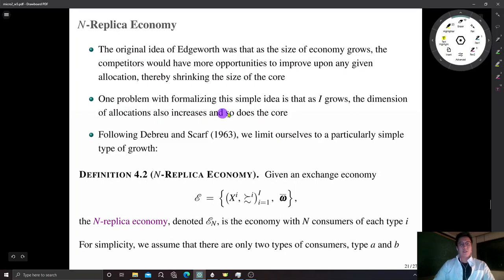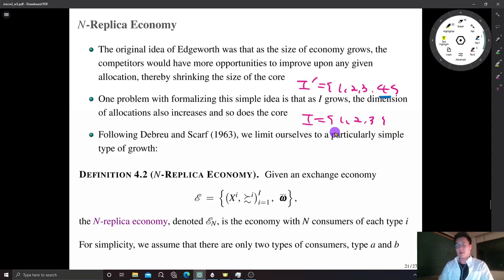All right. Although the idea is really simple, the way to formalize it is very difficult, because as the size of the economy grows, the dimension of the allocation also increases, and so does the core. Think about an economy consisting of three consumers, so I is given by 1, 2, 3. And then we add just one more consumer: 1, 2, 3, 4. But this added consumer may have a different preference relation from the three existing consumers and a different initial endowment.